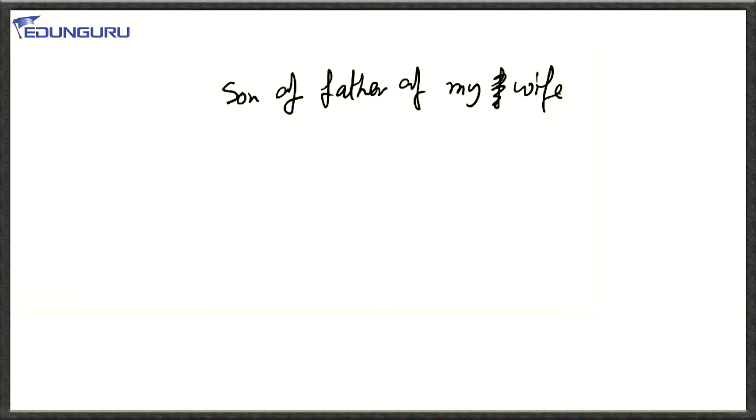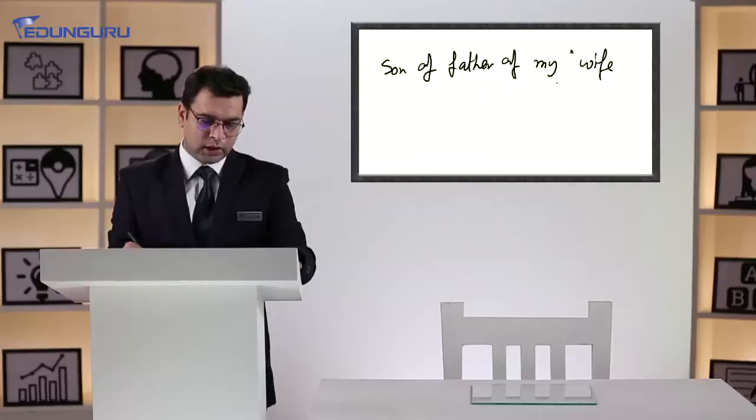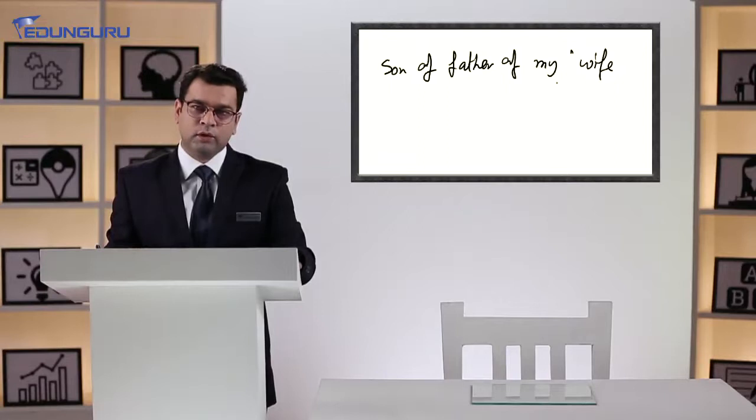All right. So there can be two types of blood relations. Let's discuss the first type, okay? In this type, the normal questions are like, write down this question. Pointing to a photograph, Kapil said, he is son of father of my wife. So how is Kapil related to the man in the photograph?